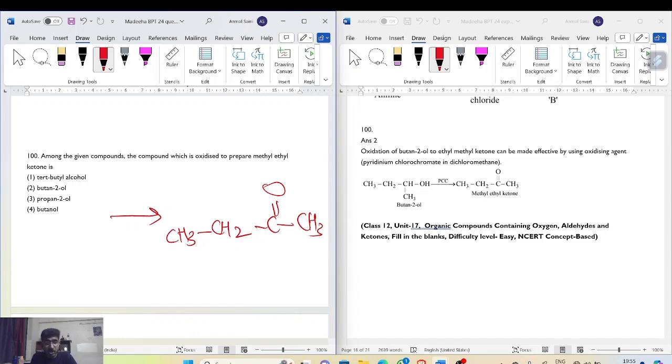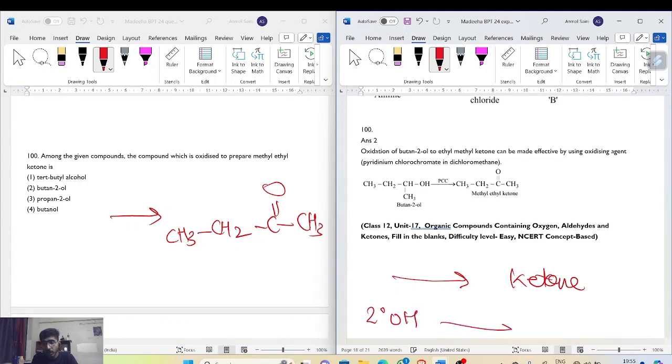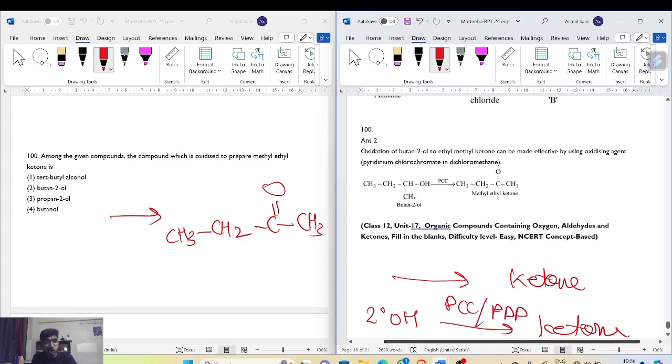First of all, we have to make a ketone. We know that we can easily convert a 2-degree alcohol to a ketone by oxidation, and for oxidation we can use PCC and PDC. So it can directly convert a 2-degree alcohol to a ketone. So we have to find among the four options which has a 2-degree alcohol.